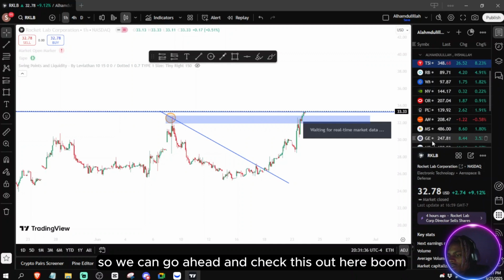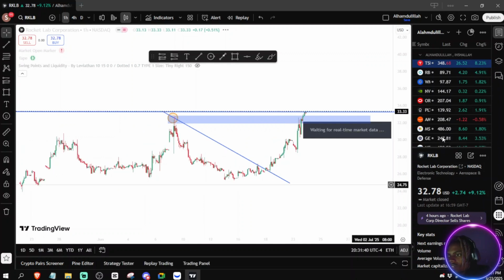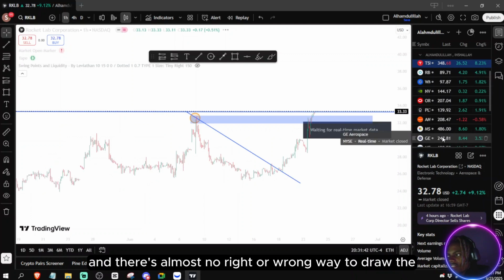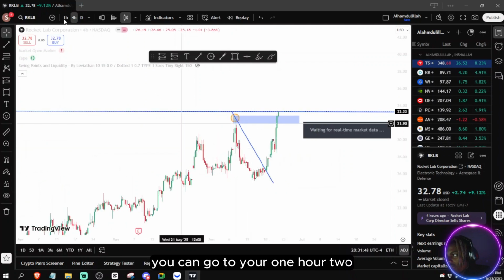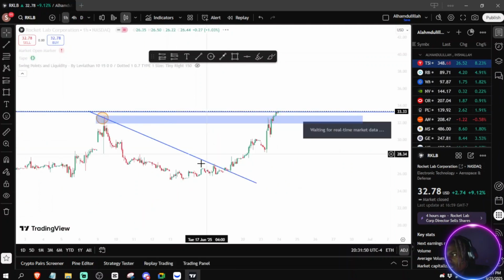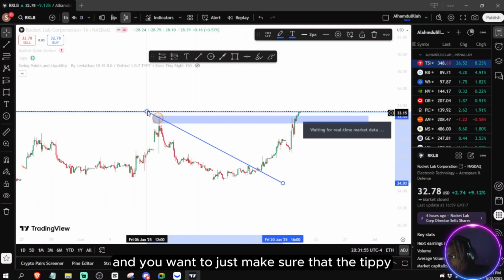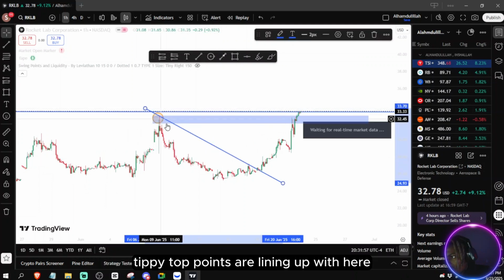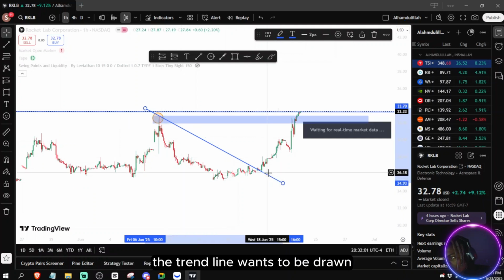So we can go ahead and check this out here. Boom. And there's almost no right or wrong way to draw the trend line when you're on your 4-hour time frame. You can go to your 1-hour too, just to make sure that it's drawn all the way correctly. And you want to just make sure that the tippity top points are lining up with here, and then boom. And this is going to be the proper way the trend line wants to be drawn.